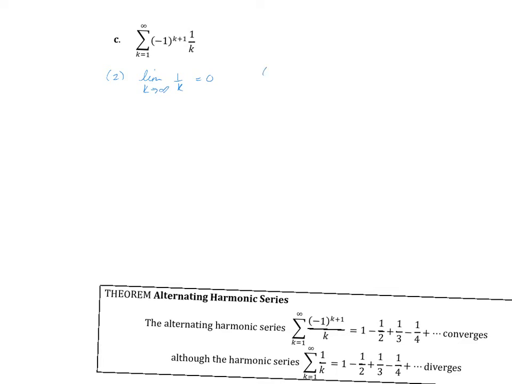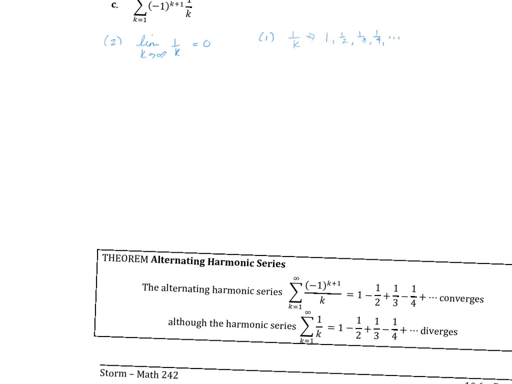So let's talk about non-increasing. I'm actually not going to take the derivative. The reason why I took the derivative on the first example was because it was natural log of x over x. It wasn't clear if it was non-increasing. But when you look at 1 over k, and here we're starting with k equal to 1, the terms would be 1, 1/2, 1/3, 1/4, and so on. This is clearly non-increasing, and I don't have to do any algebra. I can just state that it is clearly non-increasing.